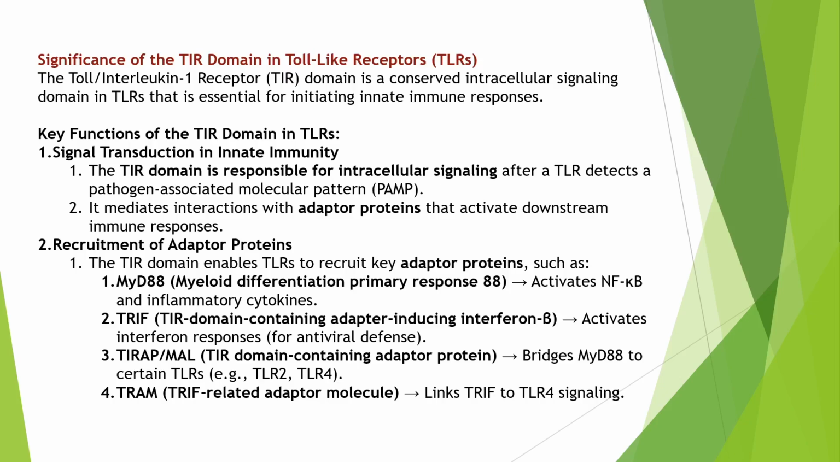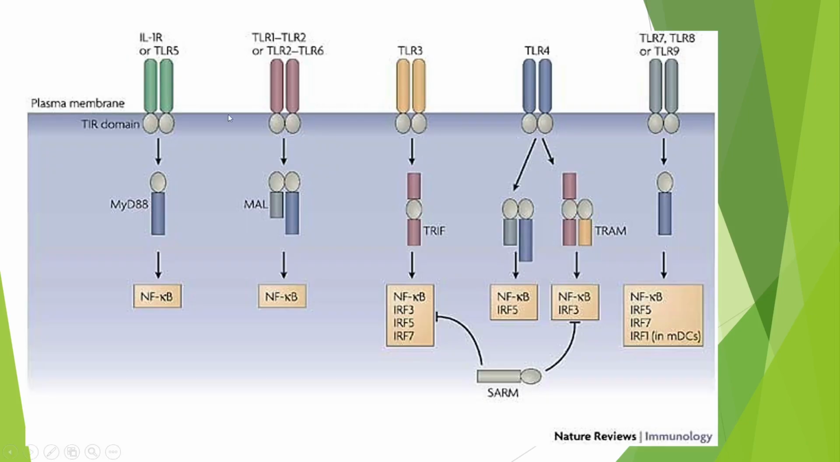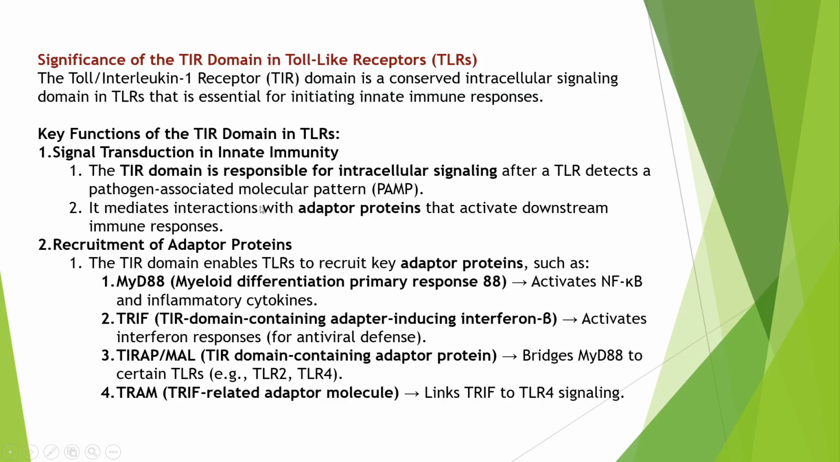So we can see here these are your toll-like receptors, and we have your TIR present in your toll-like receptors, which helps in binding with your adapter proteins. So, signal transduction in innate immunity. The TIR is responsible for intracellular signaling after TLR detects a pathogen-associated molecular pattern. It mediates the interaction with adapter proteins that can activate the downstream immune response.